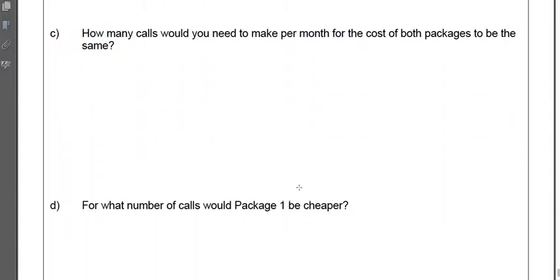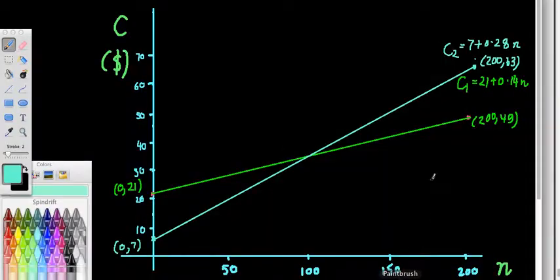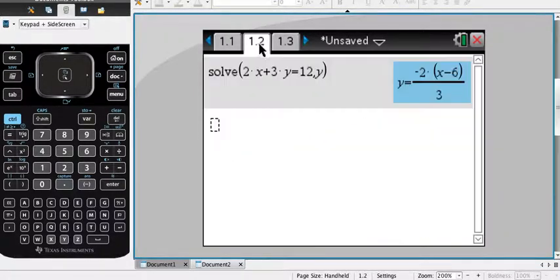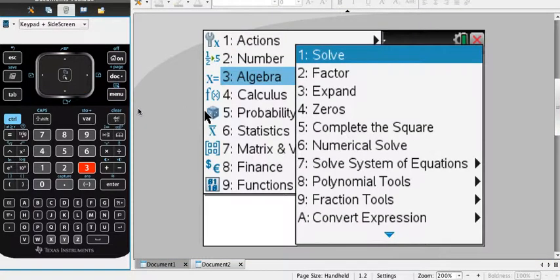Let's have a look. How many calls would you need to make for the cost of these to be the same? So basically it's saying, what is that point of intersection? What's the coordinate of that point in there? So how many calls? What's the n value at that point? What we can do is use our graphs, or we can use our equations that we've got here. What I'm going to do is, just like I did before, menu 371.